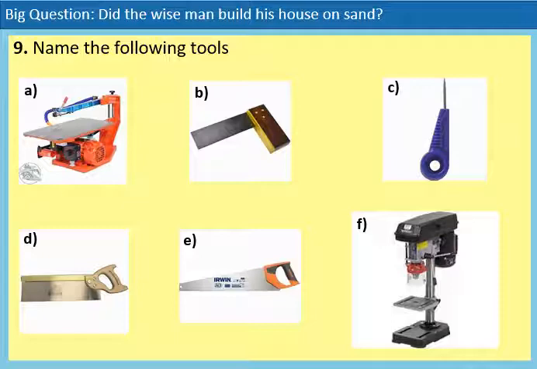I am going to give you a little hint though. D and E, they do not have the same name. They are different pieces of equipment. And I'm going to tell you now, they are known as hand saws, but I want a more technical name, okay? So don't say they're hand saws. I want a more technical name. If you're really not sure, don't forget there are other resources to help you, such as the internet or your school books, if you have your school books.